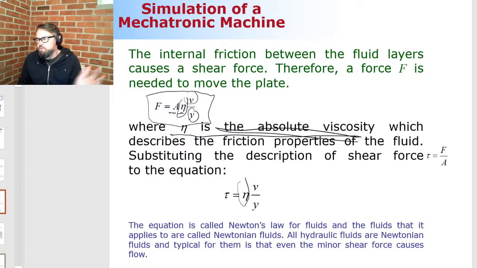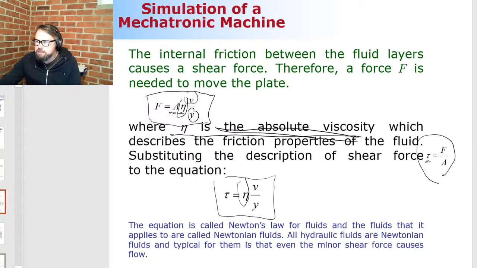Now, using this relation that you have learned from the strength of the structures, which is a force divided by cross-section area, is a shear force. I can express the shear force as it is shown here. Now, as I mentioned earlier, all the fluids that are behaving according to this pattern are called Newtonian fluids. And this is the only kind of fluids we are dealing with.